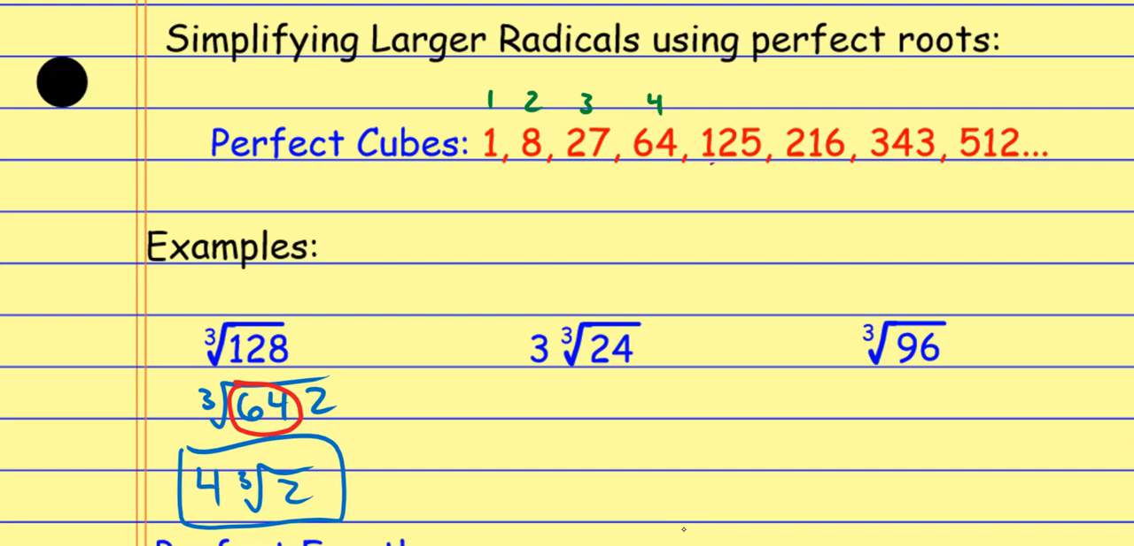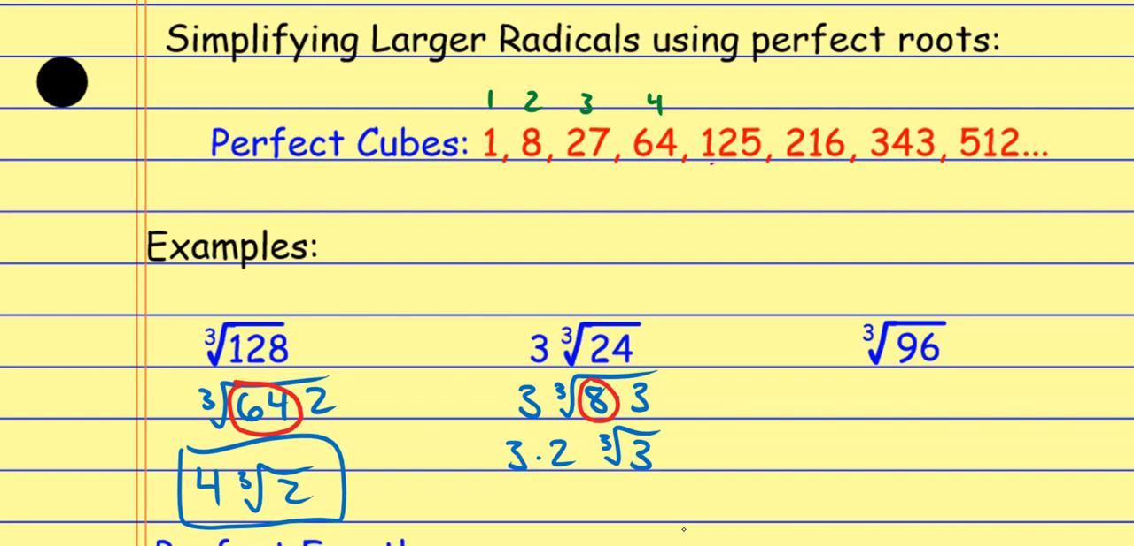If I look at the next one, same kind of thing. I want the cube root of 24 here. Well, I just look for numbers from this list. The first one I see is an 8, and I think that's the biggest. It's 8 times 3. And so now I take the cube root. The cube root of 8 is 2. So this is 3 times 2.